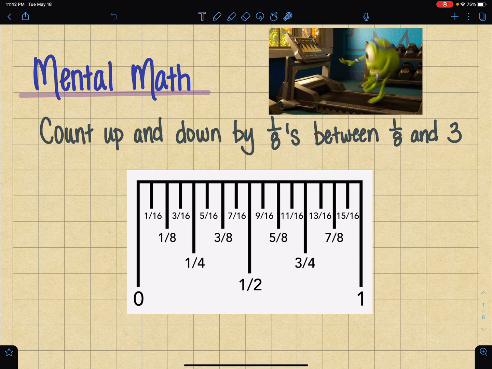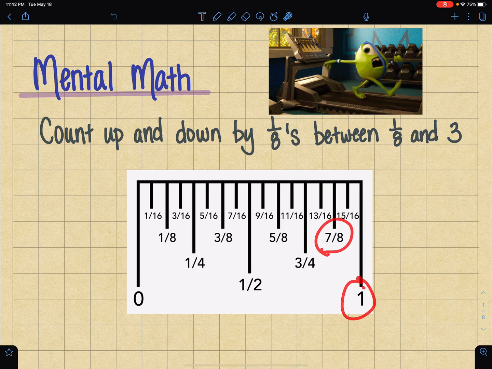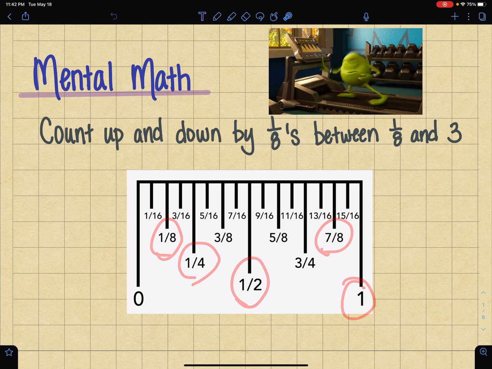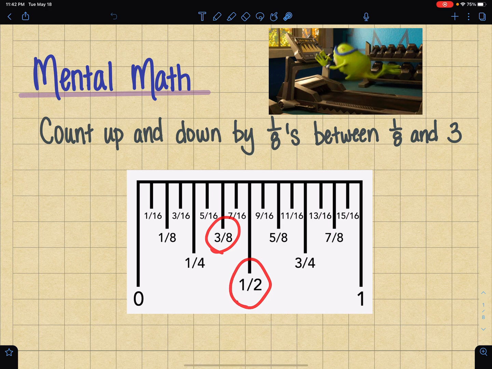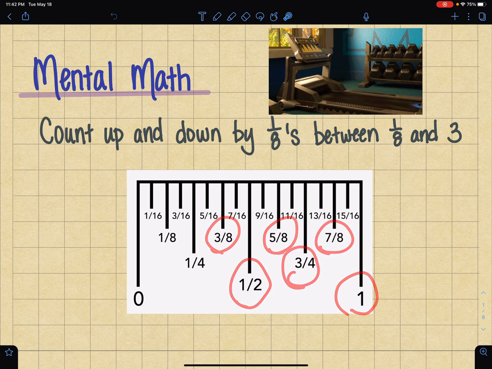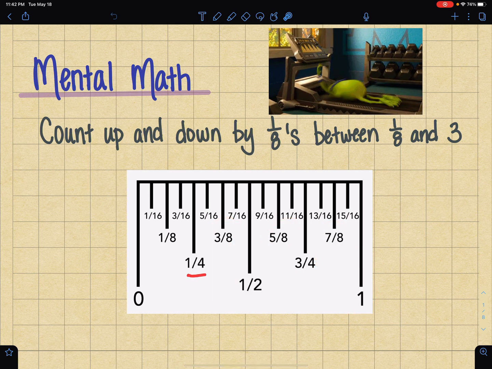Here we go. Let's do 1/8, 1/4, 3/8, 1/2, 5/8, 3/4, 7/8, 1, 1 1/8, 1 1/4, 1 3/8. Sorry, 1 1/2, 1 5/8, 1 3/4, 1 7/8, 2, 2 1/8, 2 1/4, 2 3/8, 2 1/2, 2 5/8, 2 3/4, 2 7/8, 3.